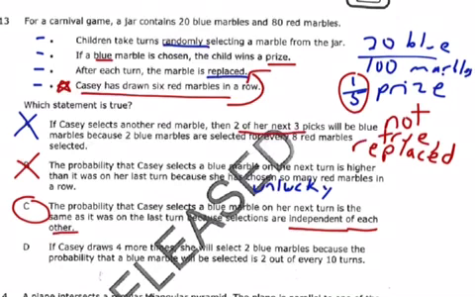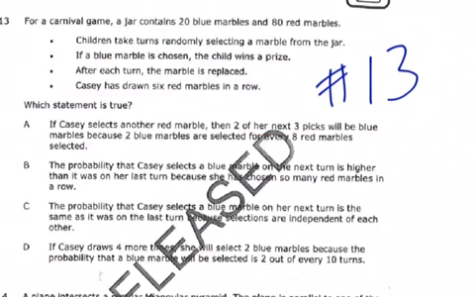If Casey draws 4 more times, she will select 2 blue marbles because the probability that a blue marble will be selected is 2 out of every 10 turns. Well, that's the theoretical probability. It doesn't mean that she will, and that's where the terms unlucky and lucky come in. She doesn't have to do 2 out of every 10. That's just the probability of it happening. So it's not going to be answer choice D. And there you have it.